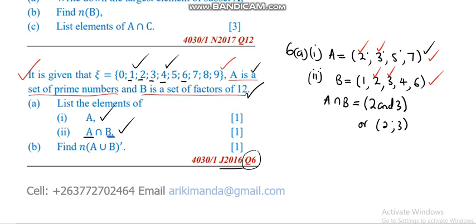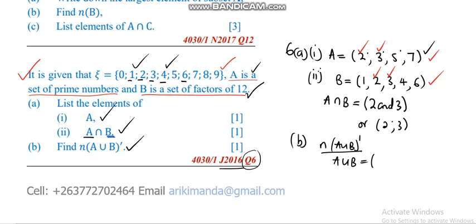Let's proceed to part B of our question. What does it say? I'll read. It says number of elements in (A union B) complement. This question has 3 parts, so we'll start by answering one part at a time. What is A union B?